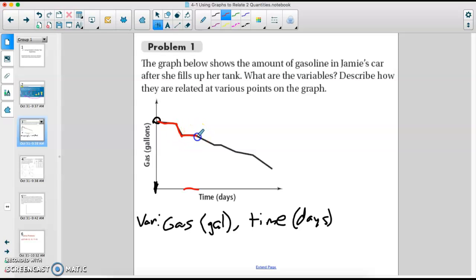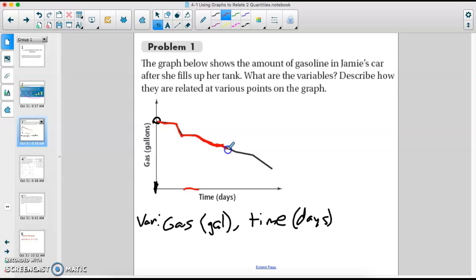And then all of a sudden she starts to drive a little bit, but notice it's not very steep. It's not as steep as this line. And so that tells me that she probably didn't drive it a ton. She just used a little bit of gas. And then it stalls out again, right? So she must not have driven for this period of time.